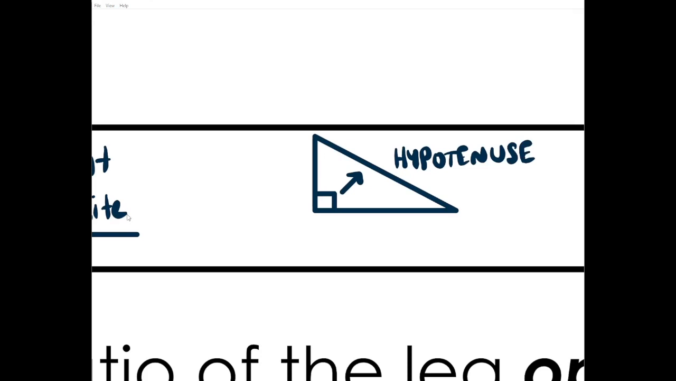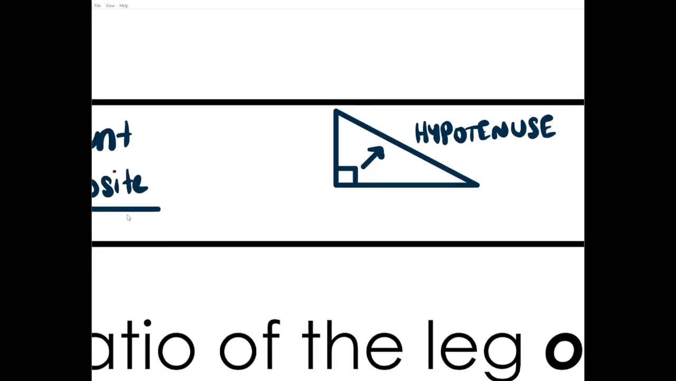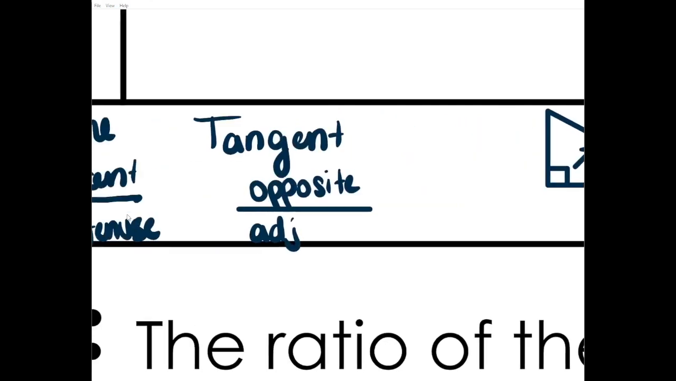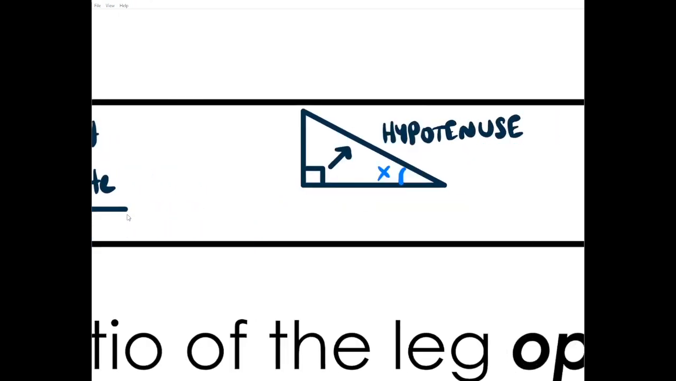Now, the opposite and adjacent may change based on the angle we're talking about. So I'm going to put an angle in here. I'm just going to let it be angle X down here at the bottom. Okay. That angle is in this bottom corner, this bottom vertex. So now, in relation to this angle, the side that's across from it, the side that it's not touching, is the opposite side.